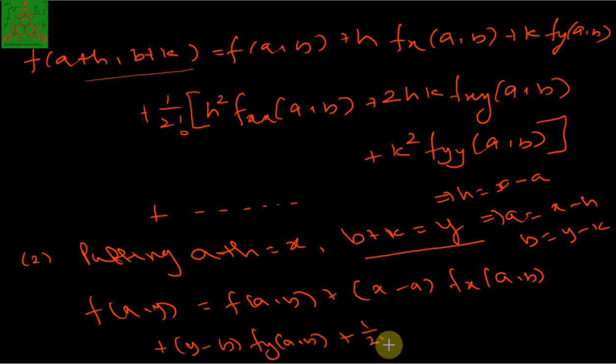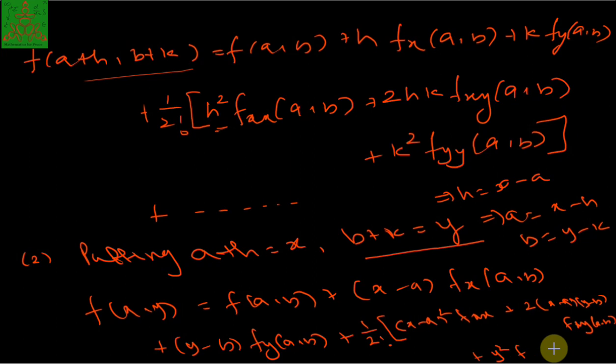Plus 1 upon 2 factorial, h square is there, so it is (x minus a) square fxx plus 2 times (x minus a)(y minus b) fxy at point (a,b) plus fyy at point (a,b) times (y minus b) square, and so on. So this is the expression for the Taylor series we get for functions of two variables at the point (a,b). This is also known as the Taylor expansion of f(x,y) in powers of x minus a and y minus b, the Taylor expansion of the function f(x,y) about the point (a,b).